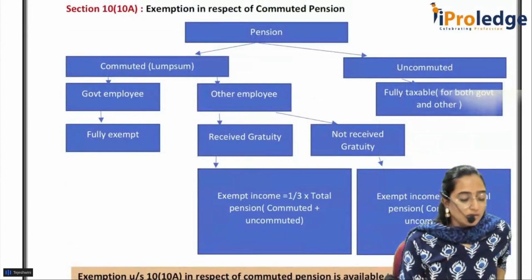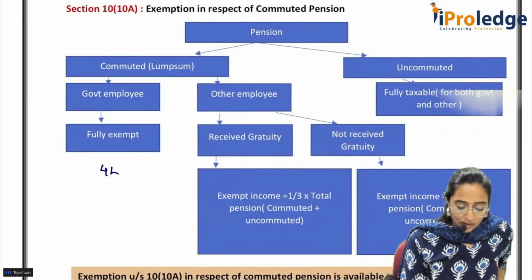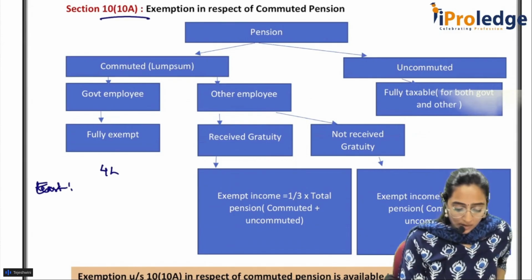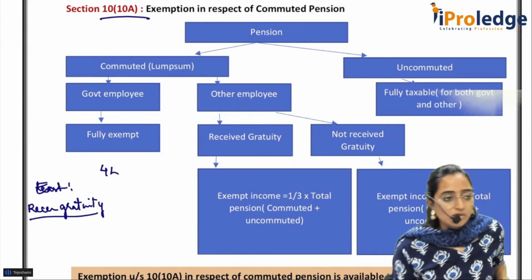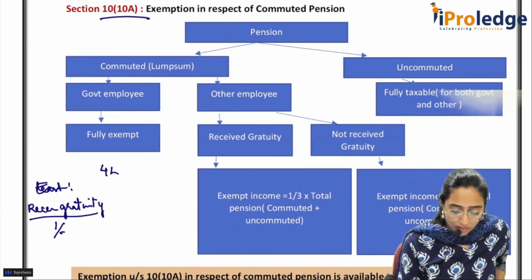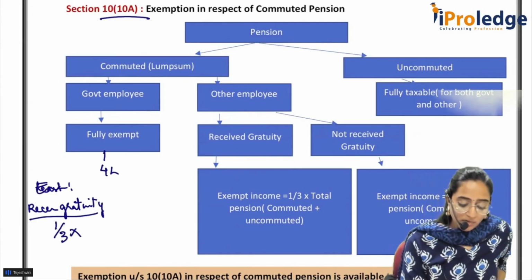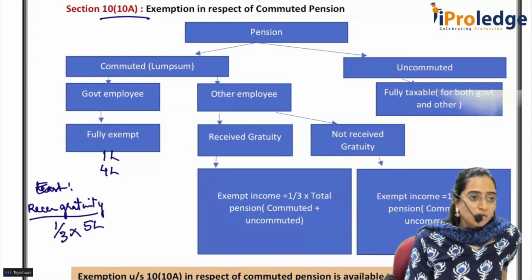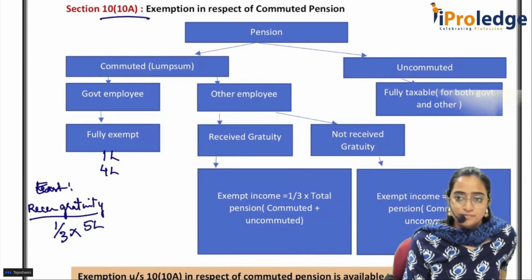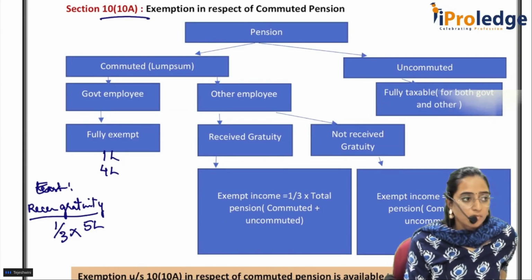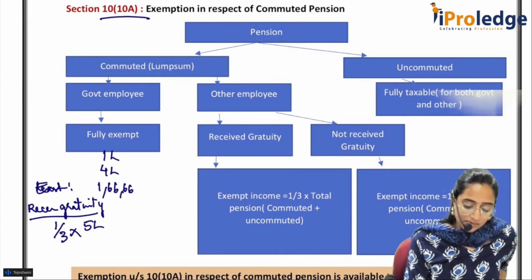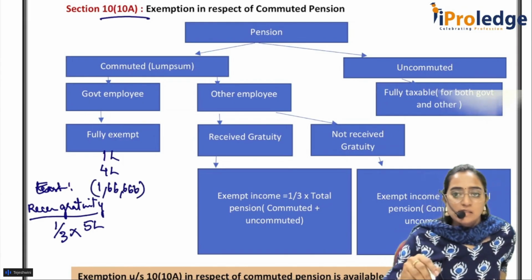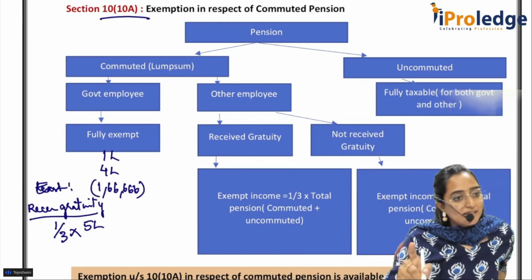See, let's consider the commuted pension which you have received is 4 lakh. The exemption amount under section 10(10A) is, in the case where you have received the gratuity, you have received the gratuity in this first instance. How much would be exempted for you? 1/3 of the total pension. Let's consider uncommuted pension being 1 lakh, for example purpose. How much is your total pension? 5 lakh. What is 1/3 of 5 lakh? 1,66,666. Can I say 1,66,666 becomes the exempted amount?